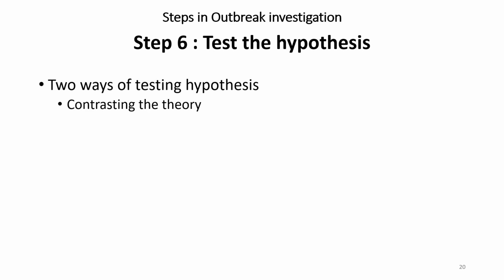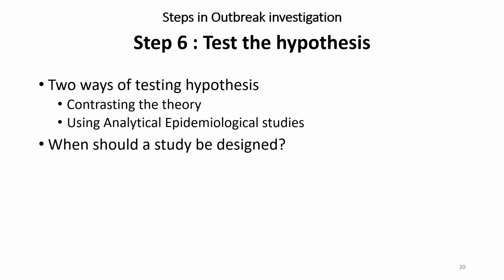Whenever the evidence apparently supports the hypothesis so that a formal hypothesis test is unnecessary, in other words, the circumstances are so straightforward and convincing, we use the first method of contrasting the theory. But in many investigations, unfortunately, circumstances are not as straightforward as what we have discussed now. In such cases, we use analytical epidemiology. Here we compare the observed pattern against the expected pattern, and we use analytical epidemiology to test the hypothesis about causal relationship.